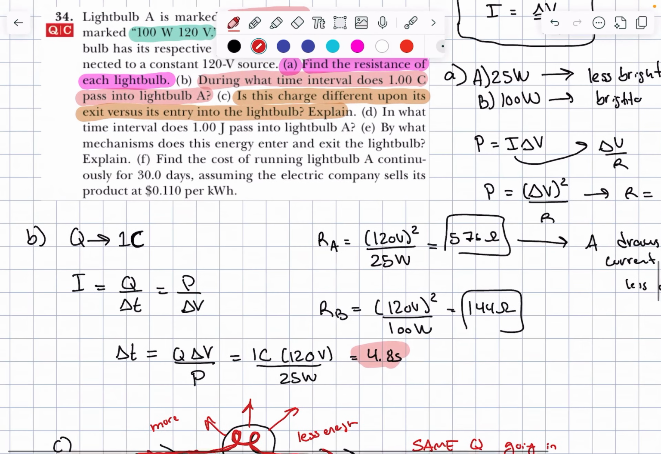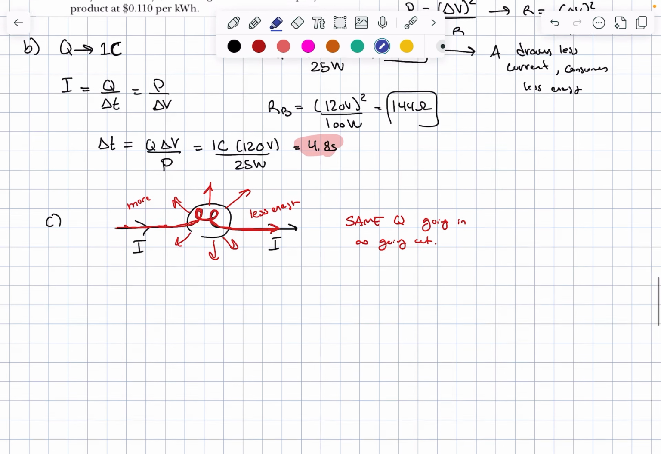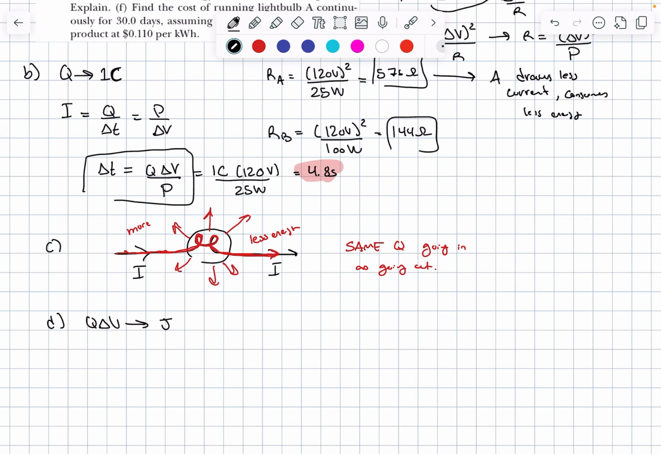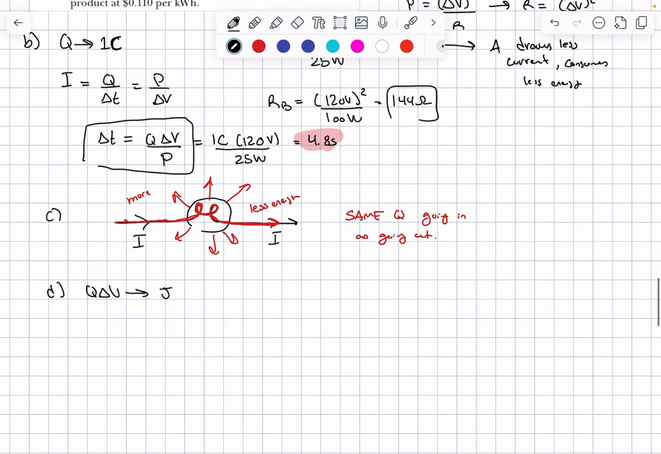Now D says, in what time interval does 1 joule pass into a light bulb? This is essentially the exact same question as we had in B, but instead of talking about charge, we're going to talk about joules. Now we know that Q times delta V has the units of joules. So we're going to use this same equation here, but instead of being given Q, we're going to be given Q delta V.